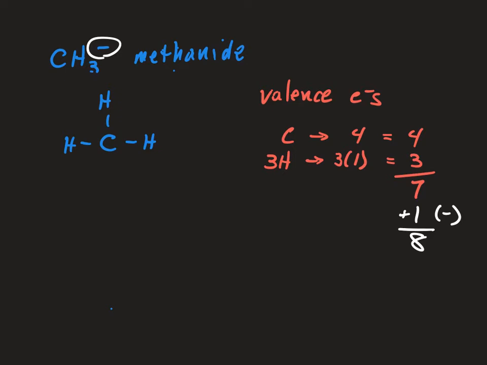Because of the bonds, we've already accounted for 6 of those, leaving 2. The only atom that needs more electrons is the central carbon. Put 2 electrons on the central carbon. That uses up all of our available valence electrons.